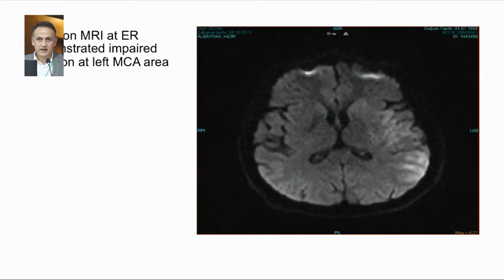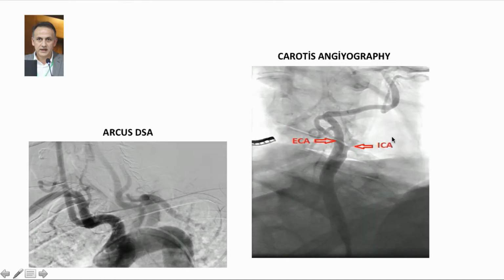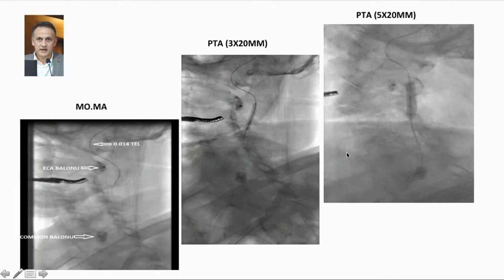NIHSS score was above 20. MRI shows impaired diffusion at the left MCA area. In this patient, there was a tandem occlusion, but this is a sclerotic one. We have a very diseased internal carotid artery. In this patient, what we did, we used MoMA here, and you see the MoMA.